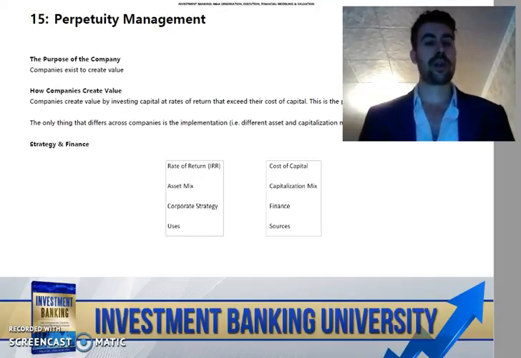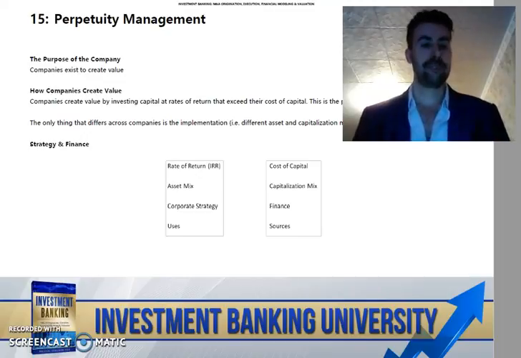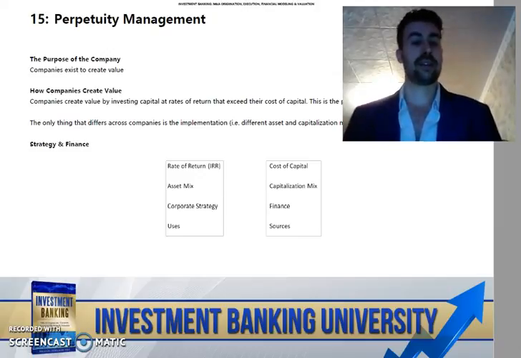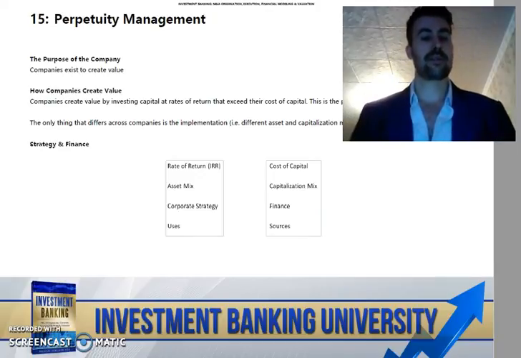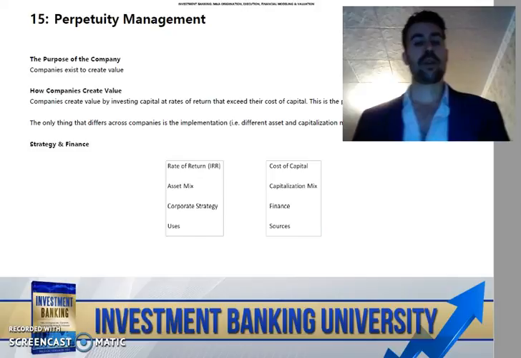In terms of strategy and finance, we can think of these coming together at the perpetuity. In terms of strategy, we have the rate of return, or IRR, and the corresponding side in finance is cost of capital. In terms of asset mix on the strategy side, the corresponding finance side is capitalization mix. In terms of corporate strategy, we have finance, and then uses and sources matched together.